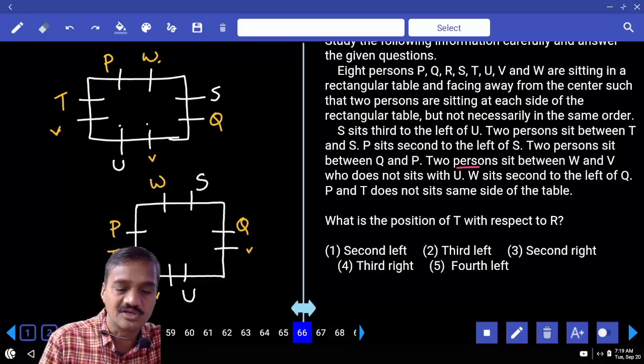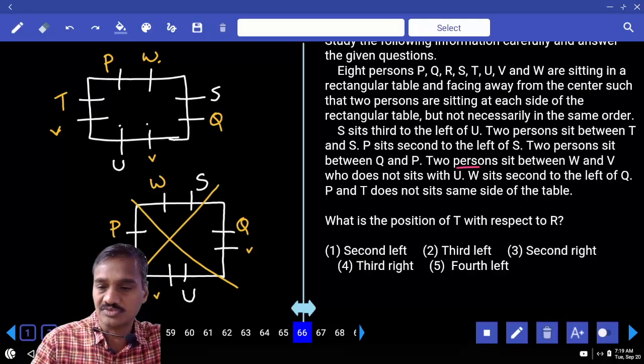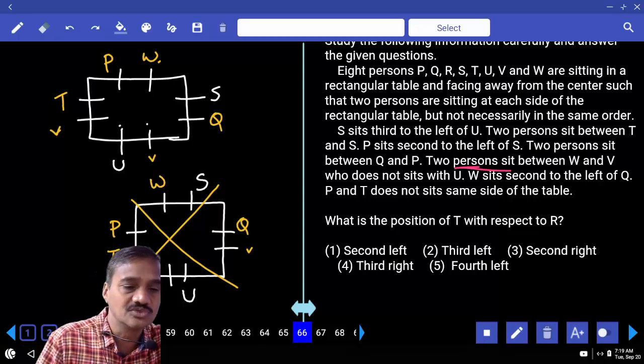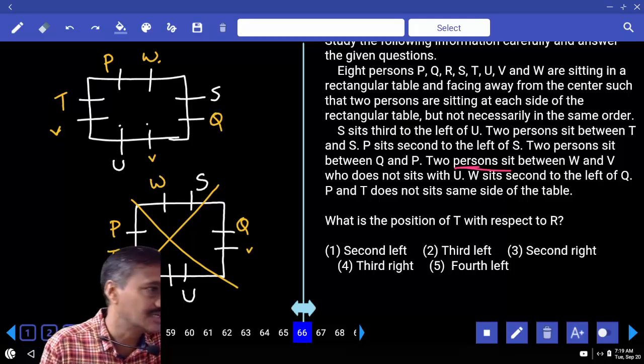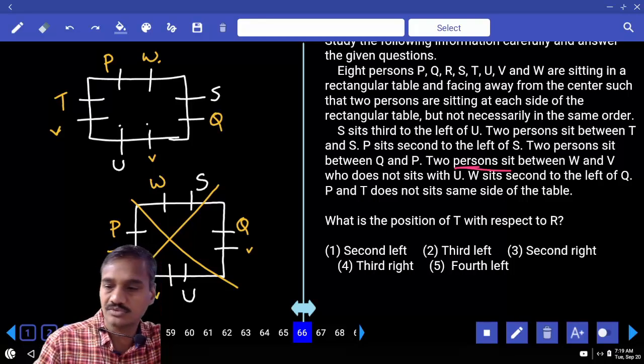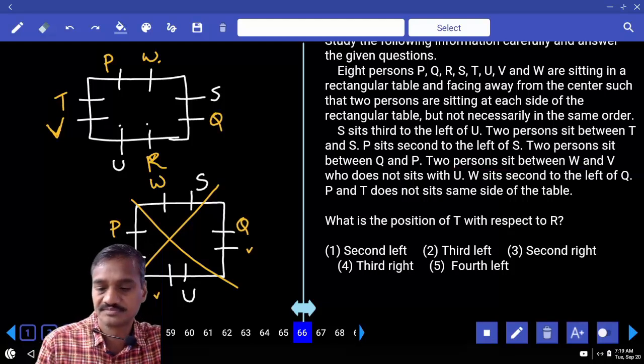P and T do not sit on the same side of the table. In this case P and T are on the same side. Next, V does not sit adjacent to U, so V and U are not on the same side. Hence V is here. Who is the person left over here? R is the person left over.